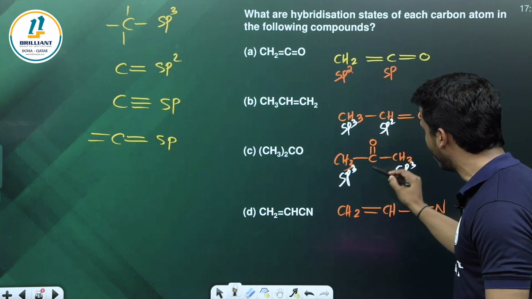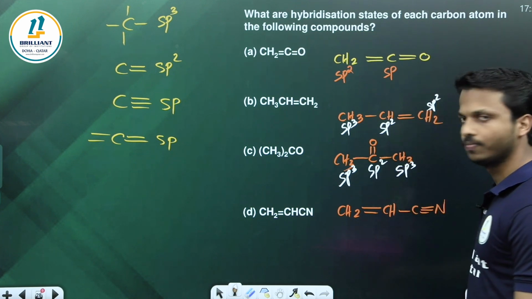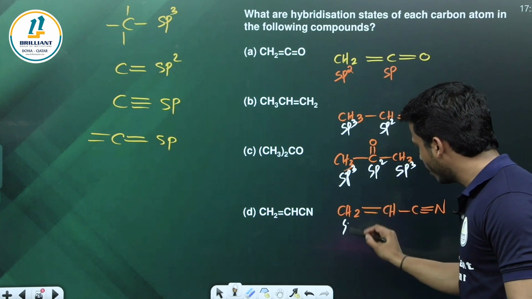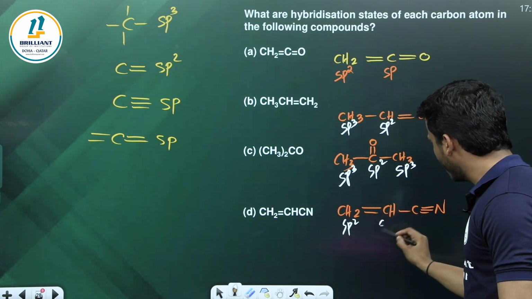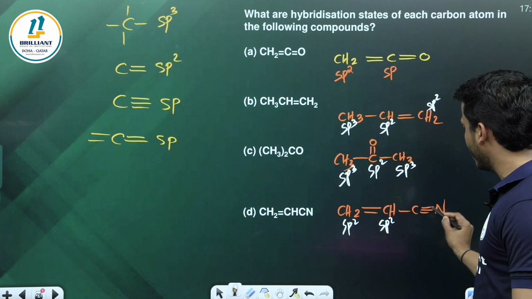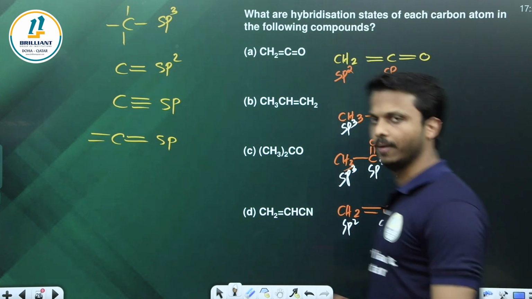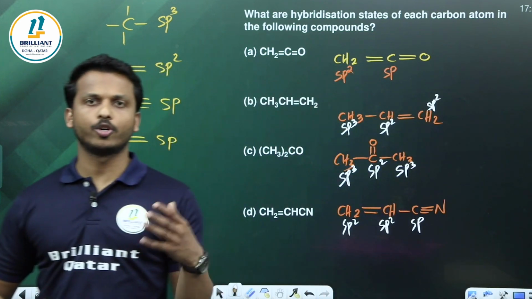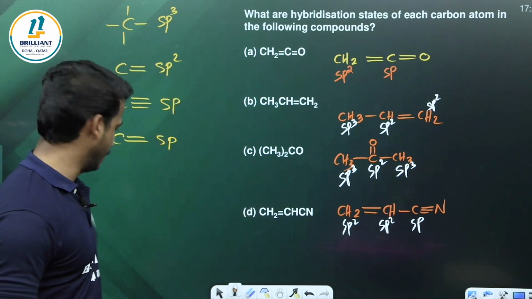But this one has a double bond, what is that? sp2. This has one double bond, sp2. This has one double bond, sp2. But this carbon has a triple bond, therefore it is sp. So this way, for carbon compounds we can easily understand the hybridization.